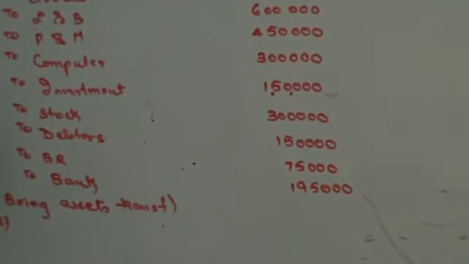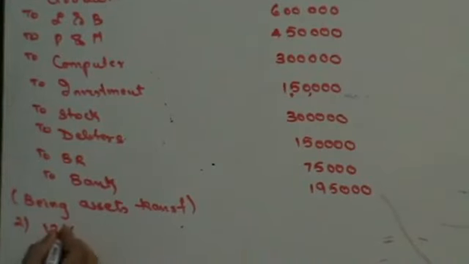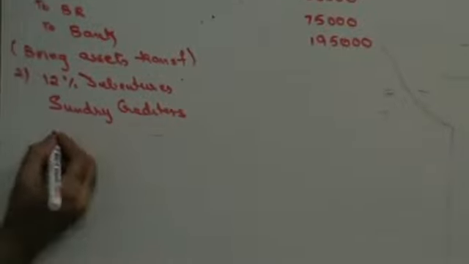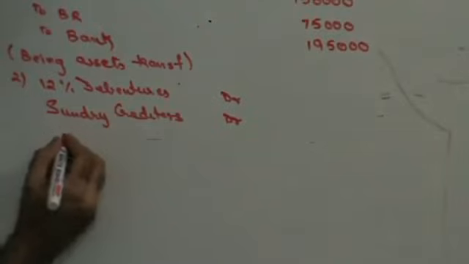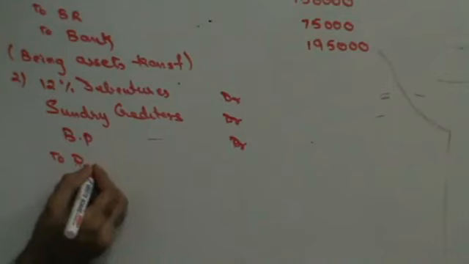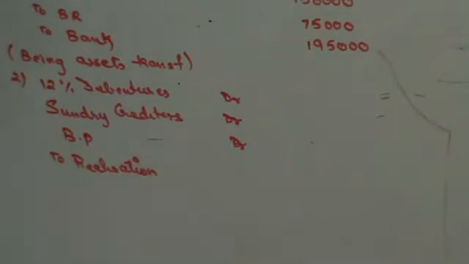Next, transfer the liabilities. Amongst liabilities, you have 12% debentures account debit, sundry creditors account debit, bills payable account debit to realization. Creditors are 3 lakhs.